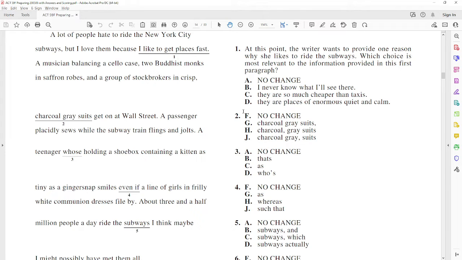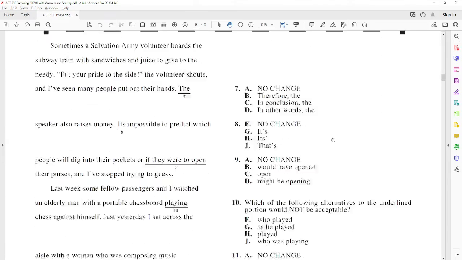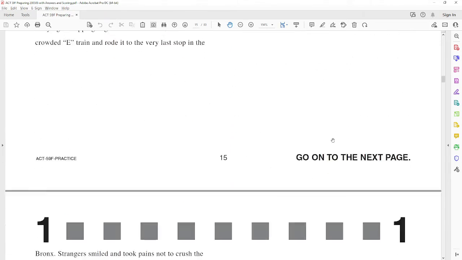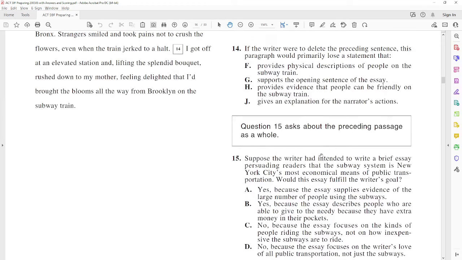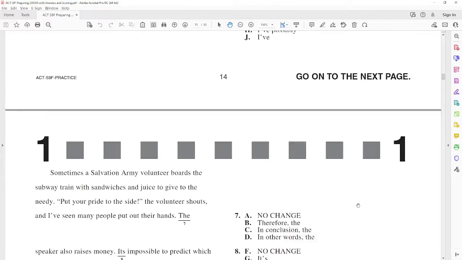So if they don't match, the main idea of the passage and the writer's goal, then the passage doesn't fulfill the goal. And watch out for scope. If the scope is specific and the passage is general about a lot of things, and the goal is only one thing in particular, then the scope doesn't match. And so that would be a no. So we're looking to see if the subway system is New York City's most economical means. You have to get main idea as you read the passage.